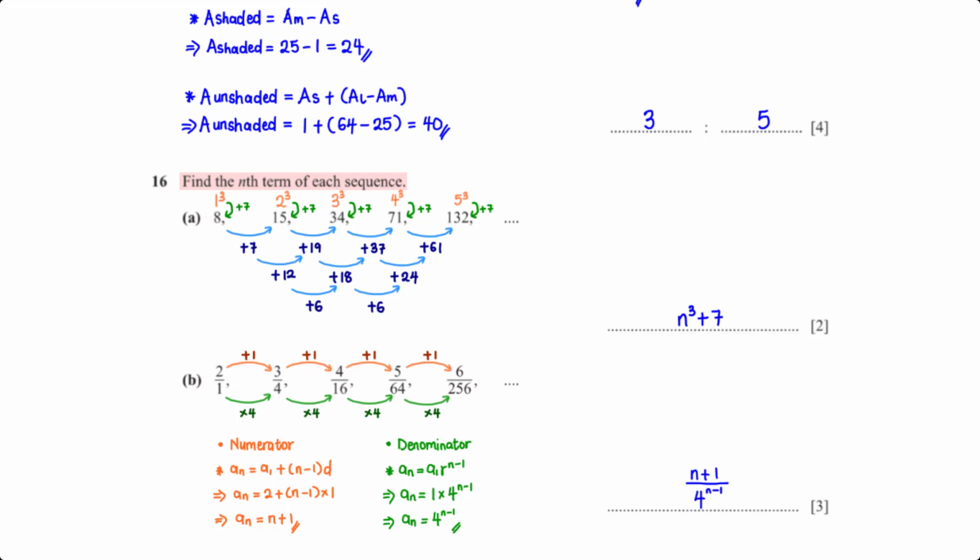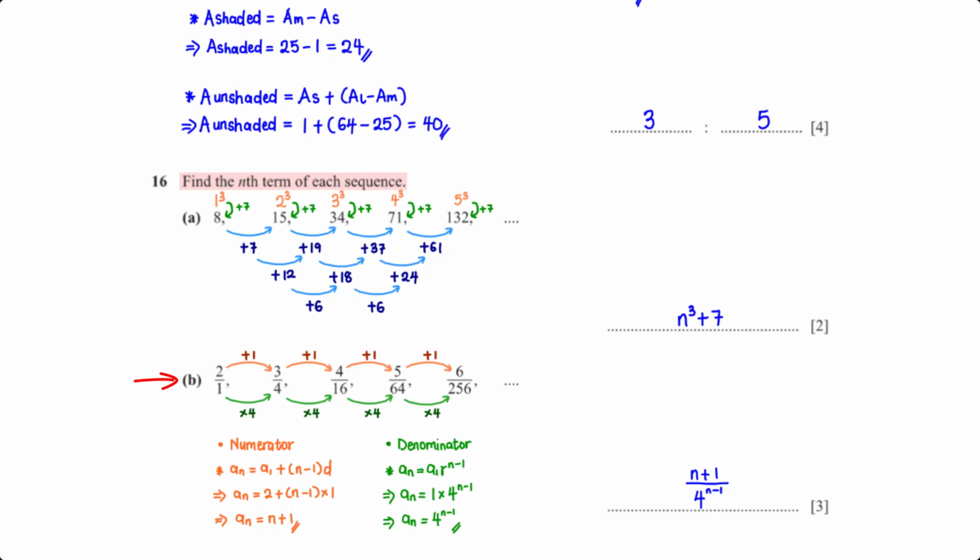Find the nth term of each sequence. For this sequence, we see that the third level of the differences between the terms is constant. This means we have a cubic sequence. There is a formula for finding the nth term of a cubic sequence, but in this case, we can use a shortcut. We observe that 1 cubed plus 7 gives us 8. Then 2 cubed plus 7 gives us 15, and so on. This means that the nth term will be n cubed plus 7.